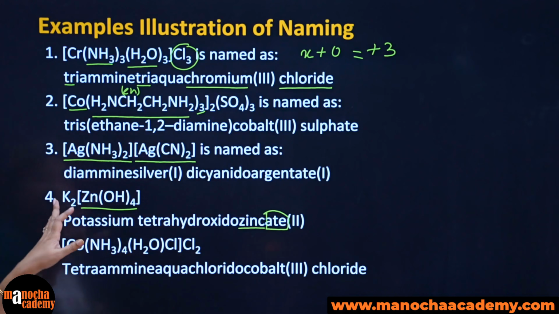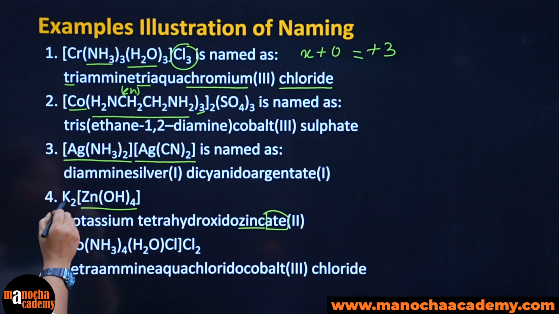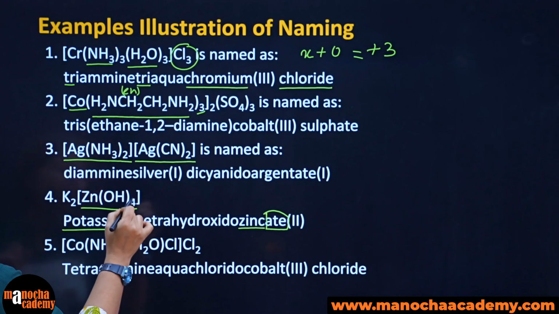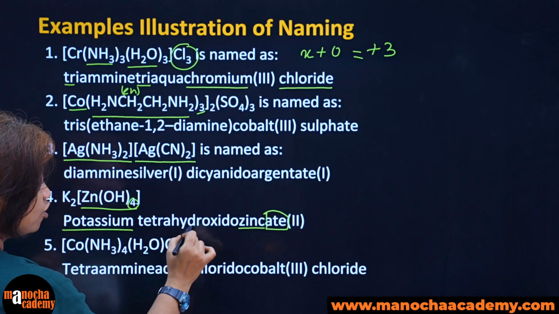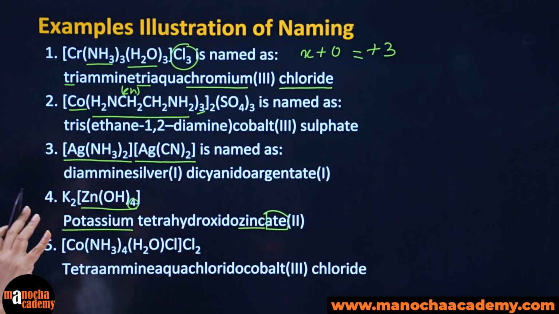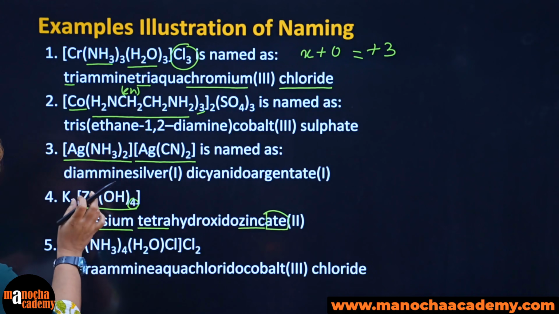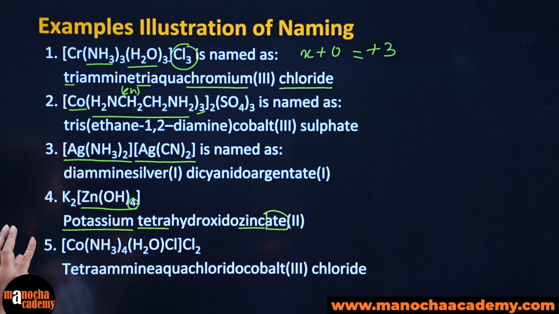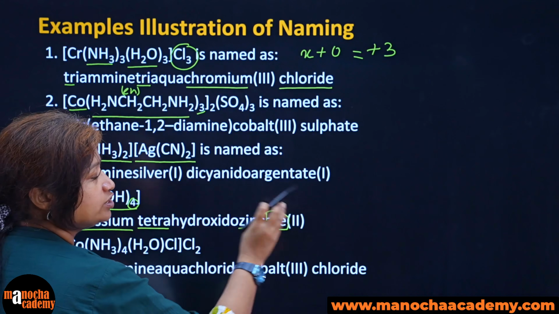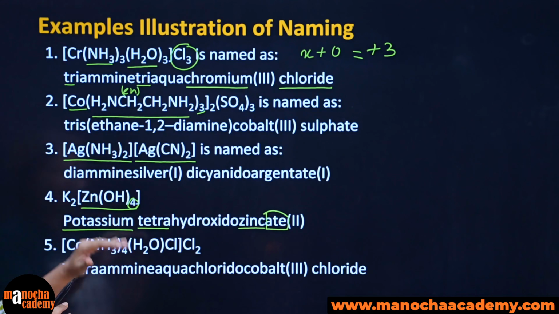So here you see, first you name the cation, which here is potassium. How many counter ions, we don't mention. So here it is potassium. How many ligands are there? Four are there. What is OH? Hydroxido. Hydroxo also we told you. So tetrahydroxido. Then the metal you name as zincate, followed by the oxidation number in parenthesis.